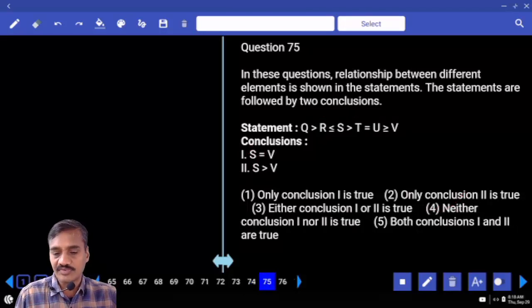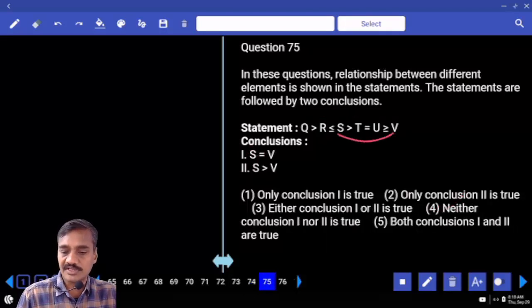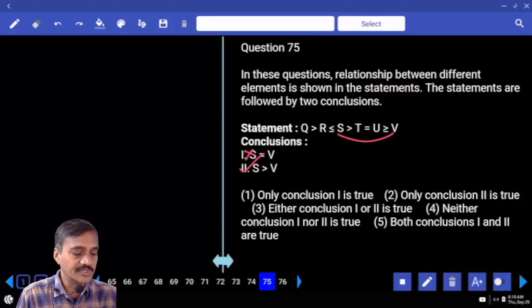And 75, S and V. S greater than V is true, equal to V is false, only 2 follows.